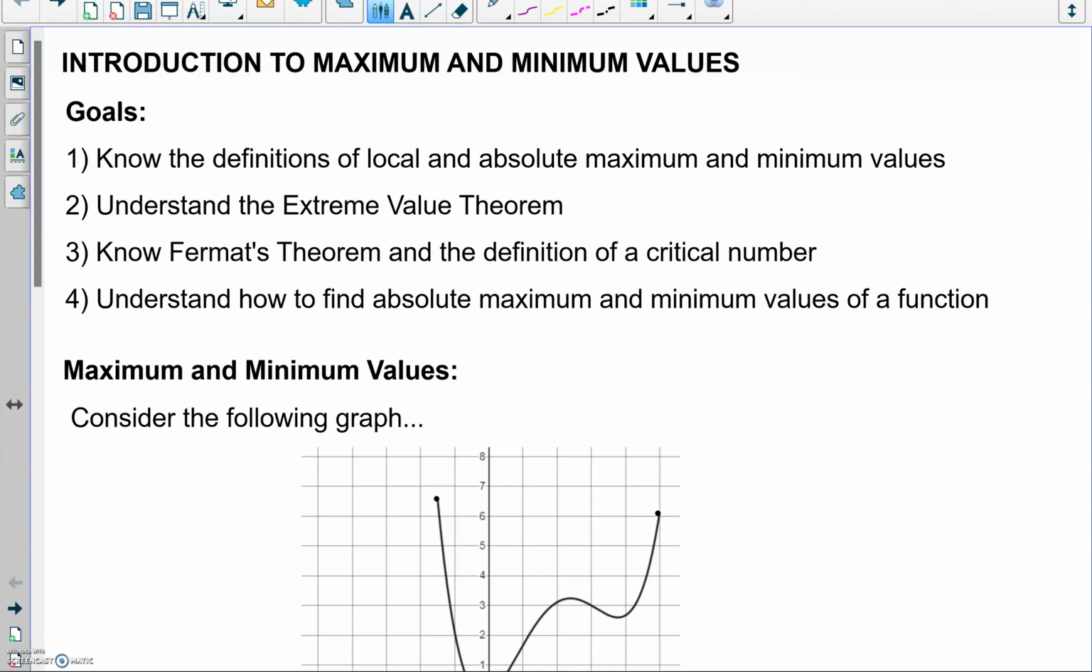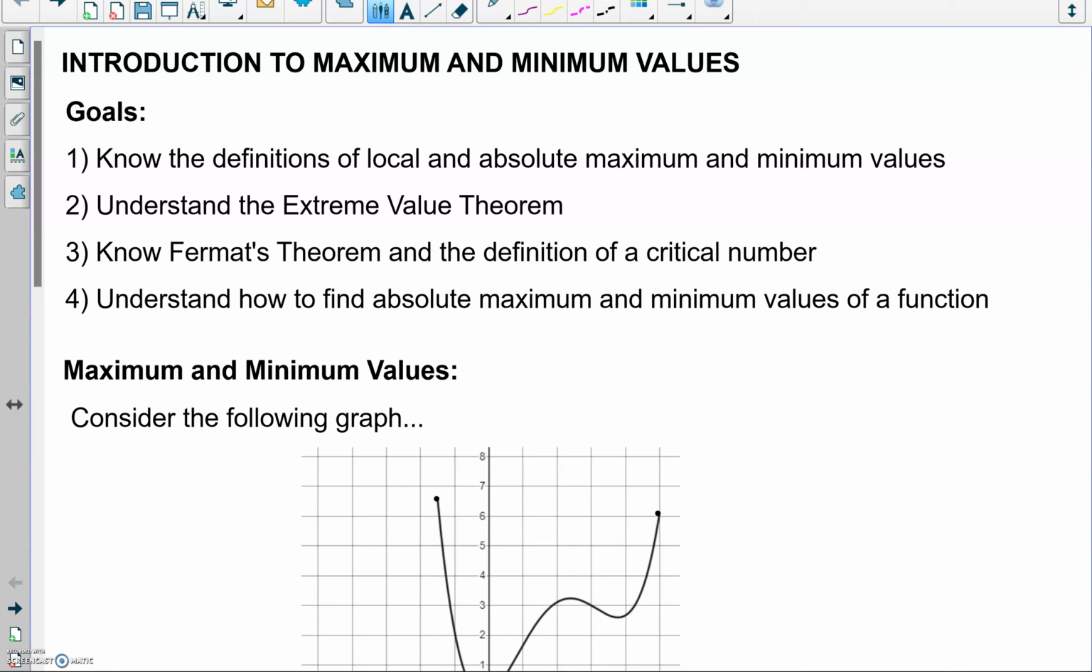An introduction to maximum and minimum values. The goals here: one, the definitions of local and absolute maximum and minimum values. Two, understand the extreme value theorem, which basically just says there's going to be a high point and a low point on a closed interval for a continuous graph. Three, know Fermat's theorem and the definition of a critical number.